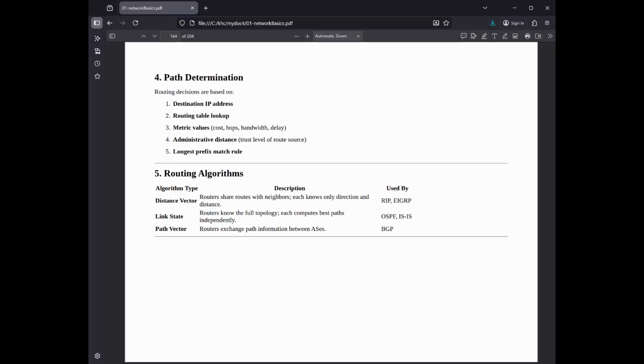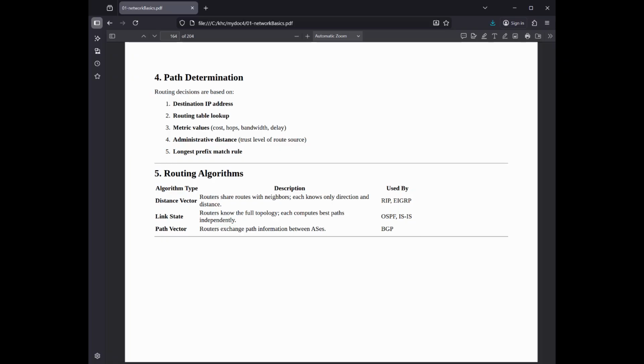2. Distance vector algorithms. These algorithms are based on routing by rumor, where routers only share their own perspective of the network with immediate neighbors. Core algorithm: Bellman-Ford algorithm. It calculates the distance, metric, and direction, vector, to a destination.